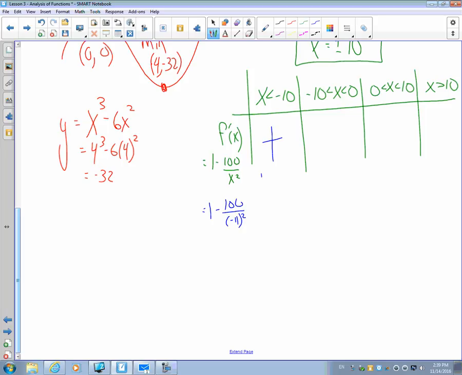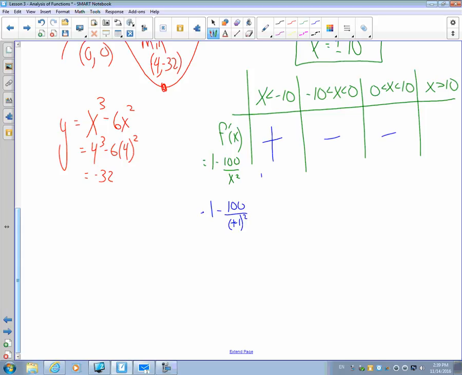If I pick a number between negative 10 and 0, I don't know, let's try negative 1. We'll get 1 minus 100 over negative 1 squared. That's going to be a negative. There's a decreasing region. If we do the same thing, but we pick a positive number this time between 0 and 10, let's make this positive 1 this time. Well, I still have a negative.